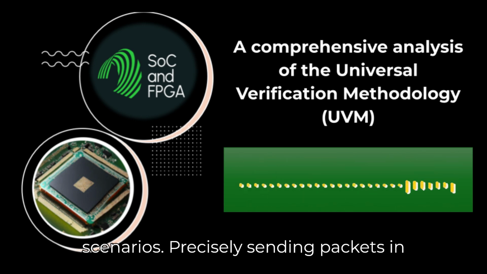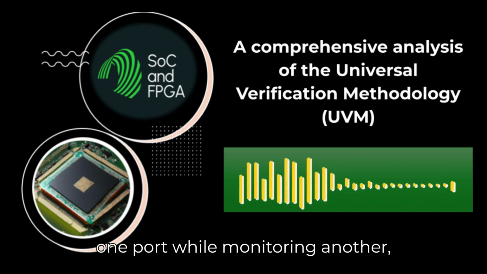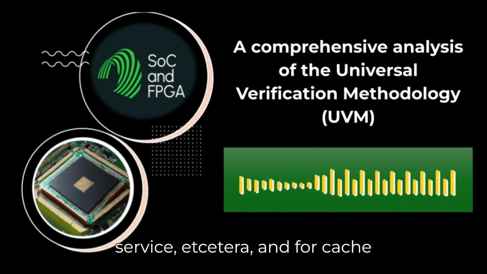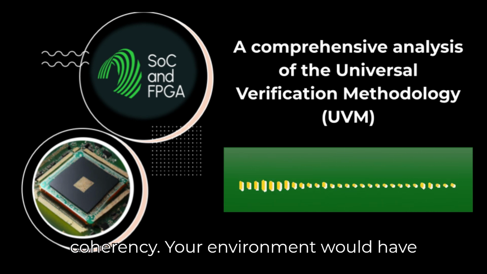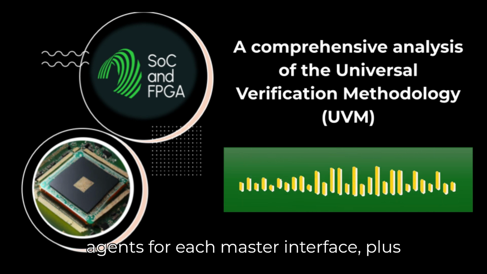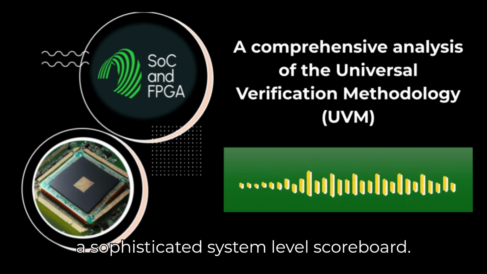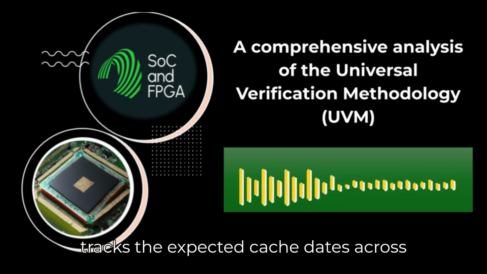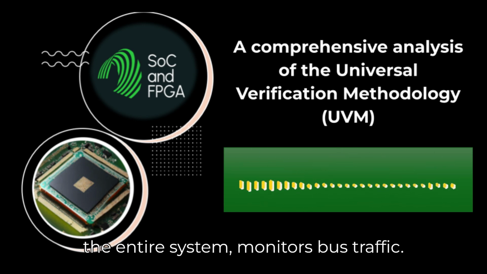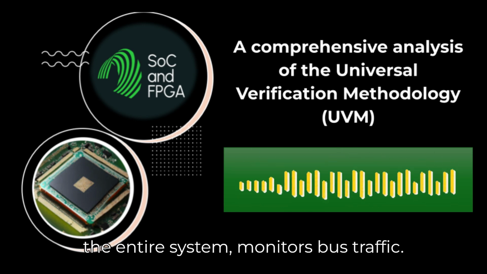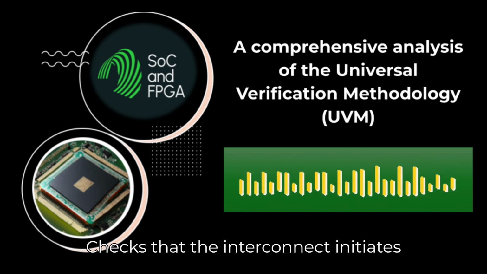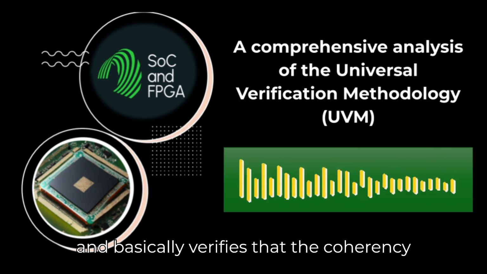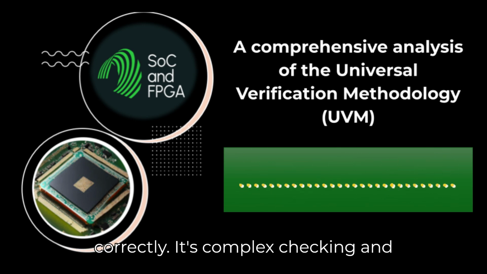Precisely. Sending packets in one port while monitoring another, simulating congestion, testing quality of service, etc. And for cache coherency, your environment would have agents for each master interface, plus a sophisticated system-level scoreboard. What does the scoreboard track there? It tracks the expected cache states across the entire system, monitors bus traffic, checks that the interconnect initiates the right snoop transactions when needed, and basically verifies that the coherency protocol rules are being followed correctly.